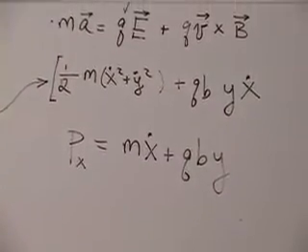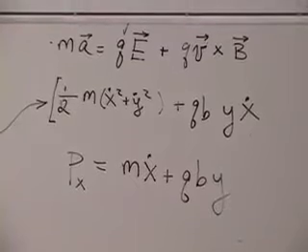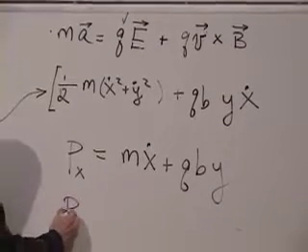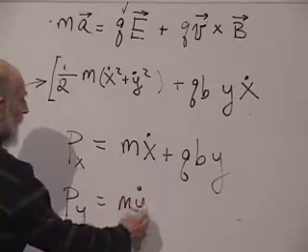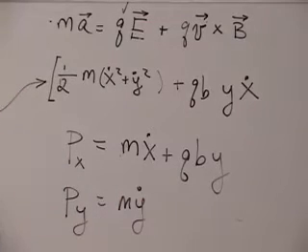Is this conserved or isn't it conserved? Well, let's write down the other one. Py is equal to My dot plus nothing. Which one do you think, if any, are conserved?